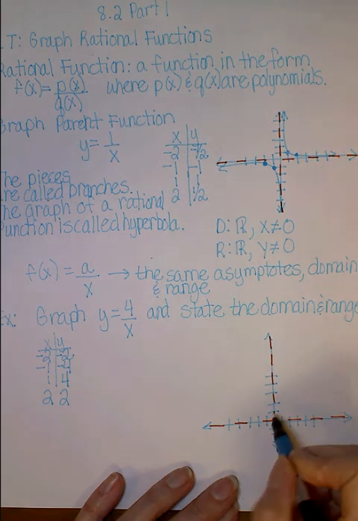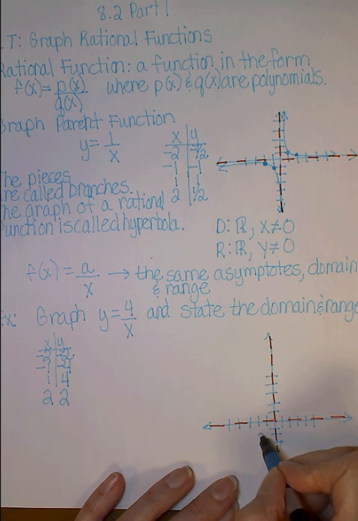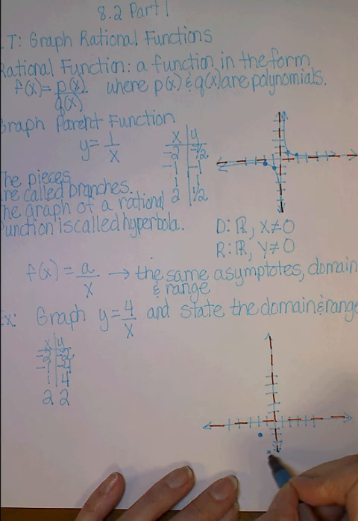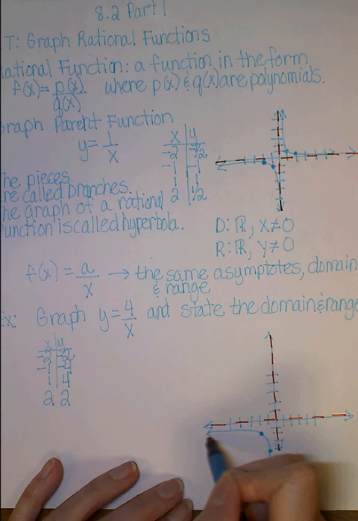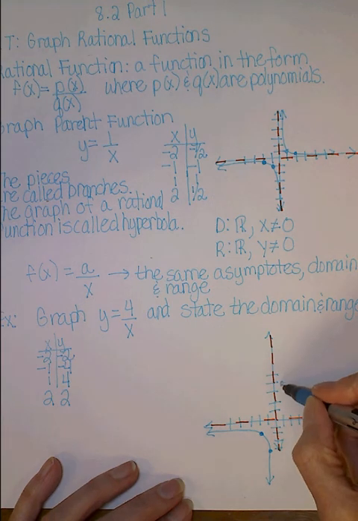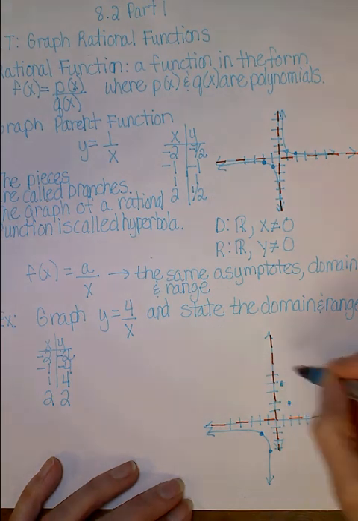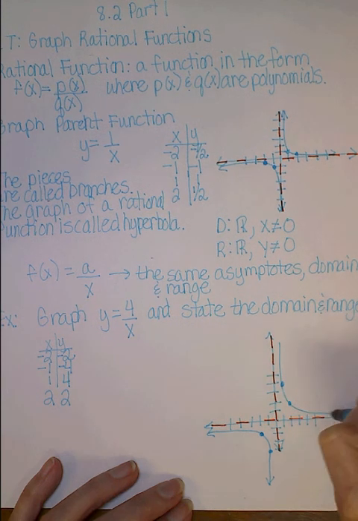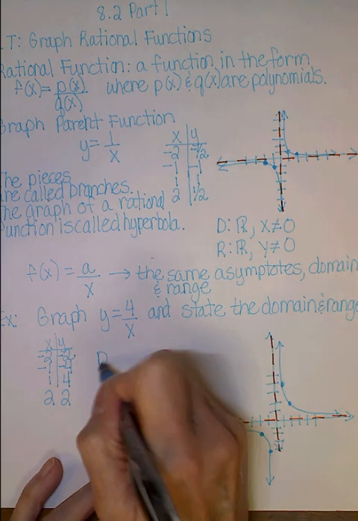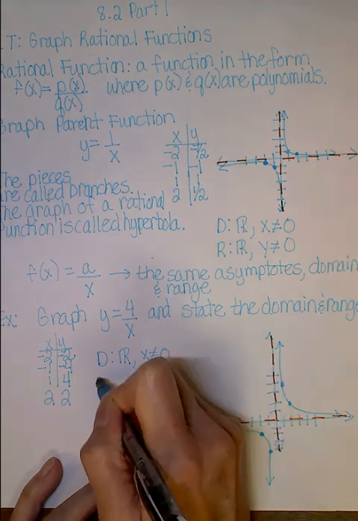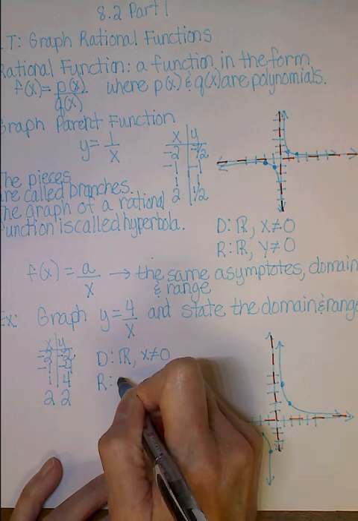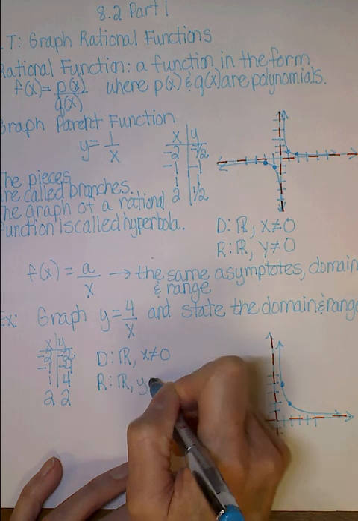Okay, so -2, -2, -1, -4. And then just go ahead and follow those asymptotes. 1, 4, and 2, 2. And follow those asymptotes. So again, the domain and range are going to be the same. Domain: all reals, but x can't be 0. Range: all reals, but y can't be 0.